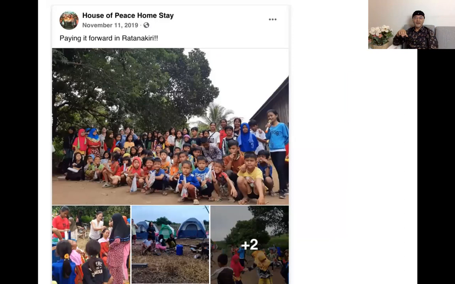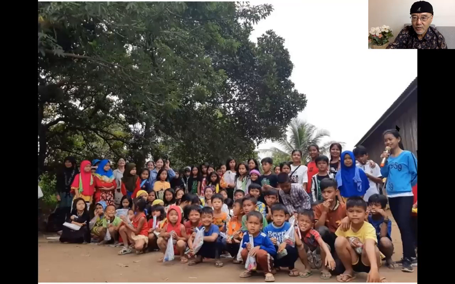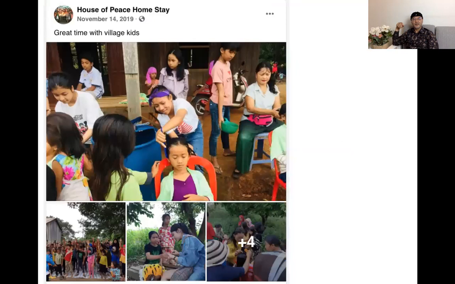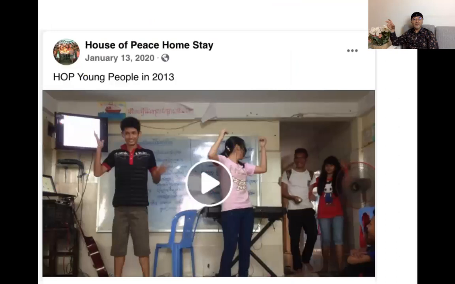And these children at Ratanakiri now learn how to minister. And all these children that we raised, Chorvan, now becomes a minister. And they do everything that we've taught them, like hair cutting, washing, so we saw a great transformation at House of Peace homestay, ministering and having worship.